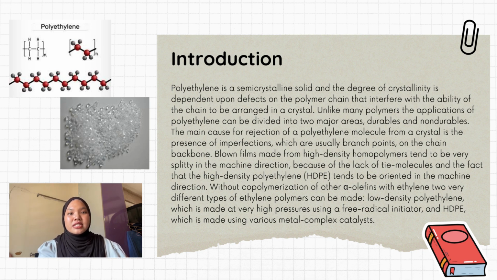High-density polyethylene, which is HDPE, is made with metal complex catalyst and tends to be stiff and oriented in one direction, which makes it prone to splitting. Low-density polyethylene is made at high pressure using free radical initiators and has a lower density due to its branches.